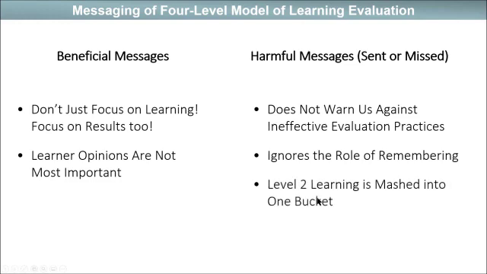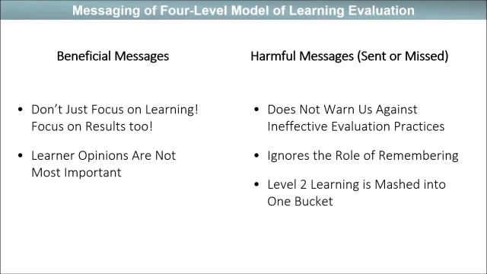And probably the biggest problem with the Kirkpatrick model is that it puts all types of learning measurement into the level 2 bucket. They're all mashed together. So we can measure things like trivia, the regurgitation of trivia, that could be in level 2. It could be the recall of meaningless information, or the recall of meaningful information, or it could be the ability to make decisions, or the ability to actually perform a task.